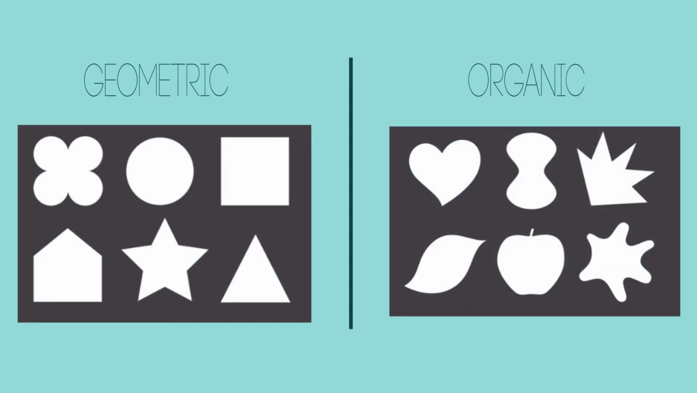A shape is any two-dimensional area with a recognizable boundary. This includes circles, squares, triangles, and so on. Shapes fall into two distinct categories: geometric, or regular, and organic, where the shapes are more free-form.